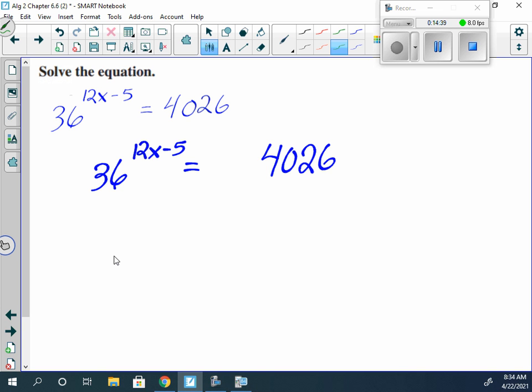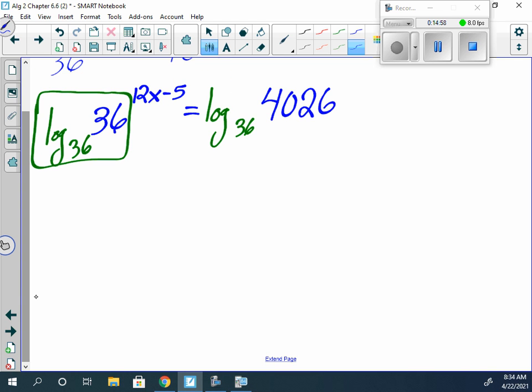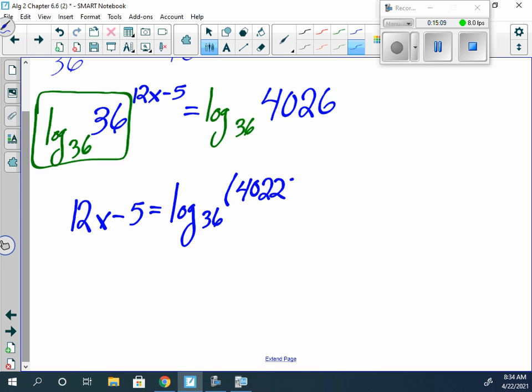So what can we do first? We can take log base 36 of both sides. And our log base 36 of 36 will simplify and leave us with just 12x minus 5 is equal to log base 36 of 4,026, not 22, bless you.